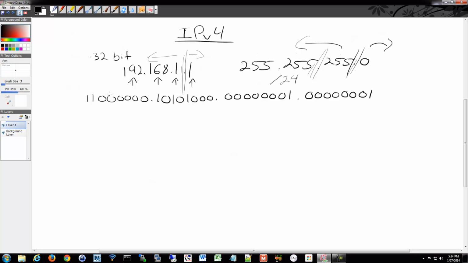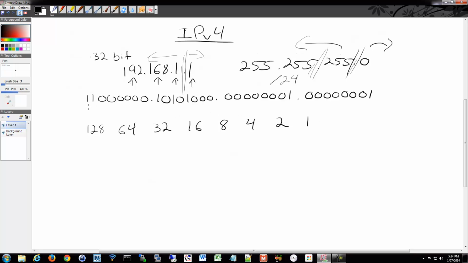Each of these ones and zeros refers to a placeholder, essentially. I like to use this terminology; you might hear other people refer to it with different terms. Write them out across like this: 128, 64, 32, 16, 8, 4, 2, and 1. So there's our 8 bits: 1, 2, 3, 4, 5, 6, 7, 8.